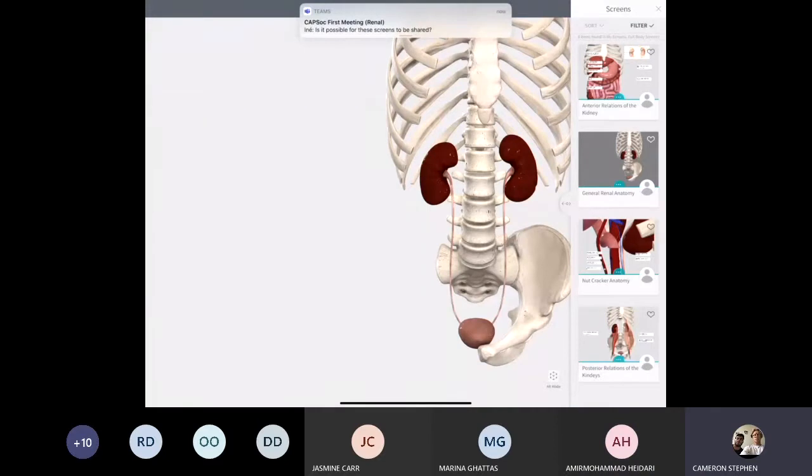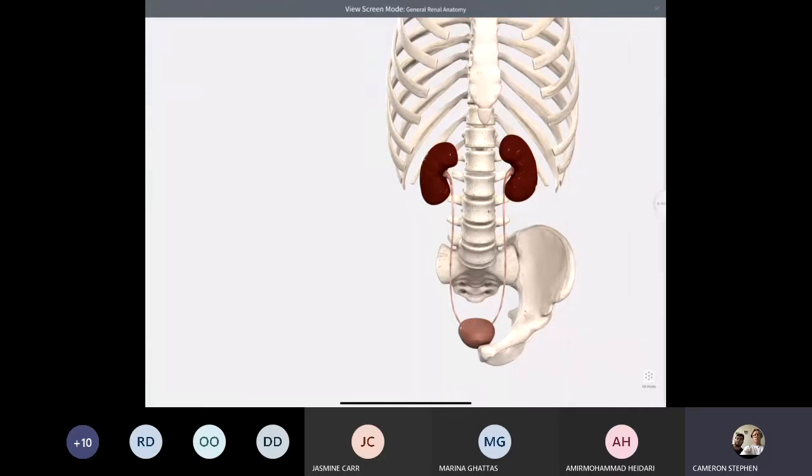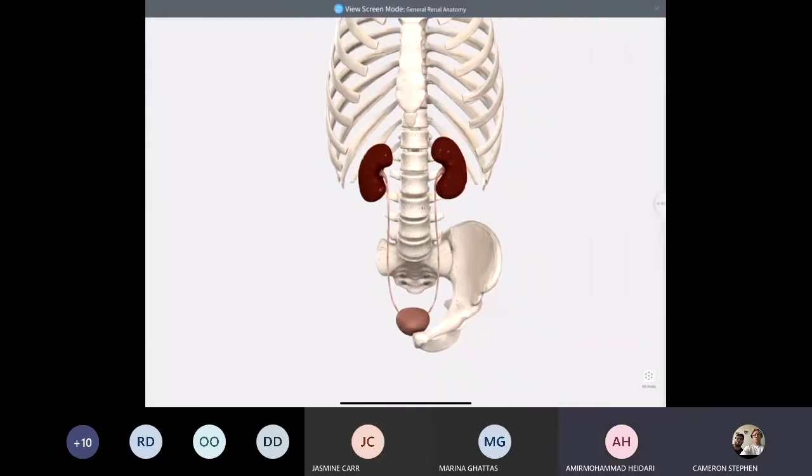So is it possible for these screens to be shared? So we're trying to figure out the best way to use the anatomy app for everyone to have access to. Amir and I were making these, and we tried to make them accessible to one another, and we haven't yet found a way where you can share them properly. We can create new ones and share them with everyone, but we'll figure it out and share it later. But these are quite useful, and we will share them with you.